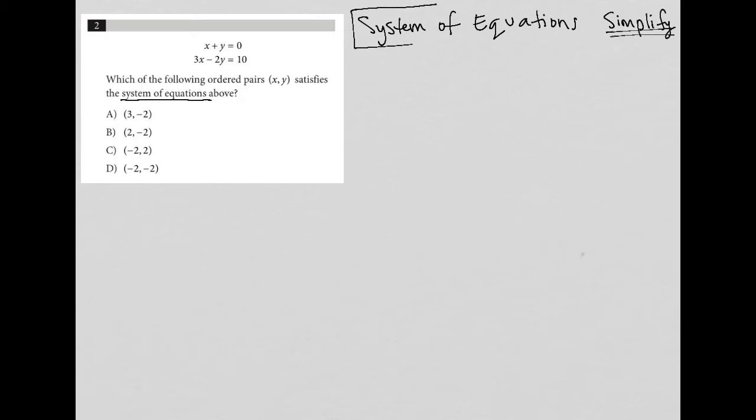So this question is a system of equations question. System of equations basically means that we're simplifying. But I like to point this specific type of question out because you will always see at least one of these types of questions on the SAT math section. So I'm going to just rewrite the system of equations that I have.